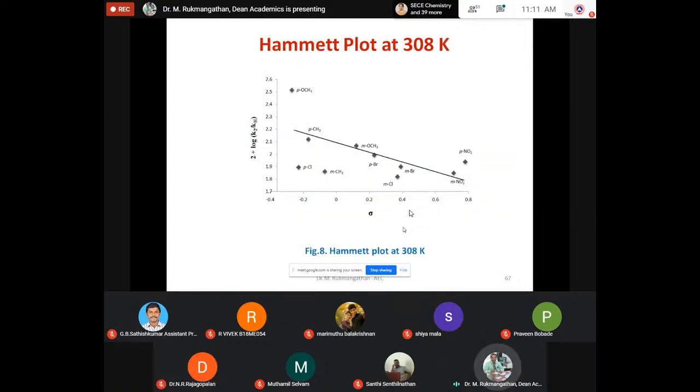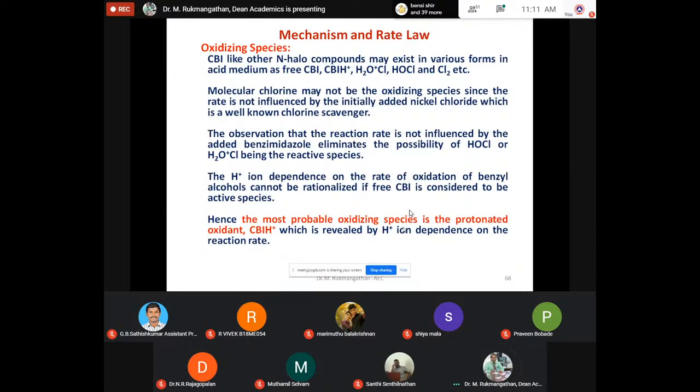The negative sign indicates that in the rate determining slow step of the reaction, there may be the possibility of the formation of an intermediate. That intermediate may have an electron deficient center, a carbocation. The negative values of this Hammett plot indicate that there may be the formation of a carbocation intermediate in the rate determining slow step of the reaction. This is how to deduce the reaction mechanism and the rate law.